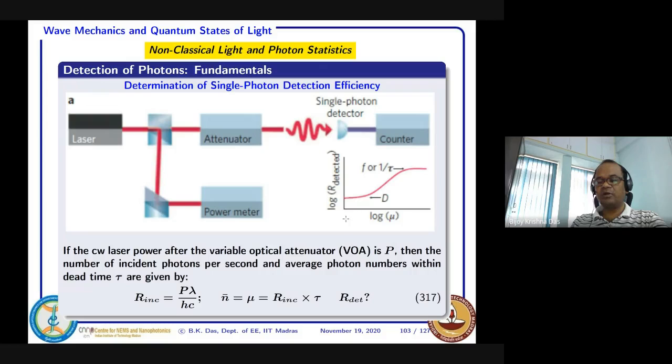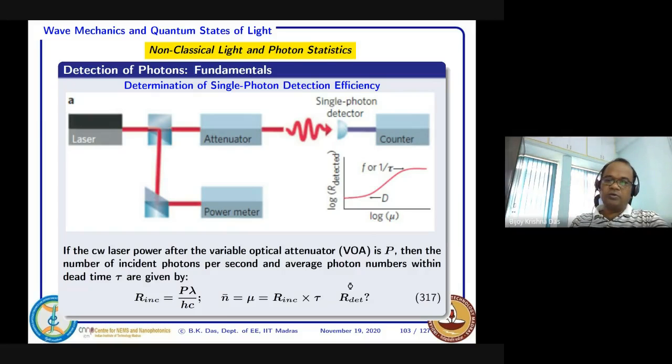That is, I mean to say, if you are increasing the mu value, initially it will not increase, and then it will be increasing like this, and then saturate. So it is not like that. What does our theory say about this detection?